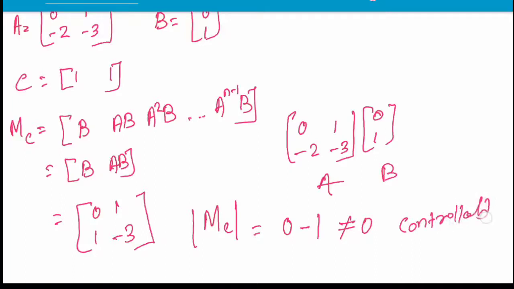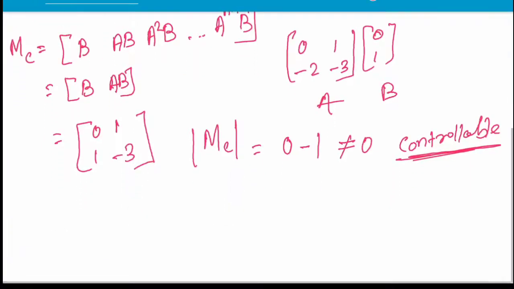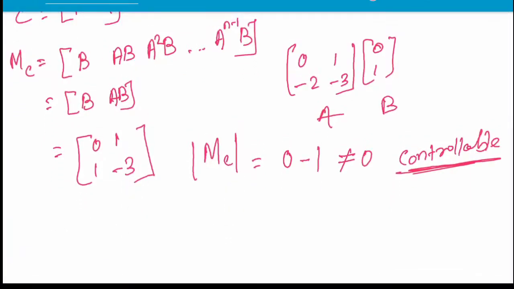As this is not equal to 0, this is controllable. I am not using any shortcut here, because a shortcut depends upon the student and how he uses it, and a shortcut is not a proper method. So we have to use the proper method to find out these things.